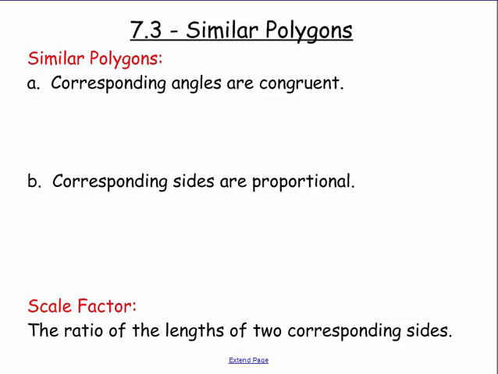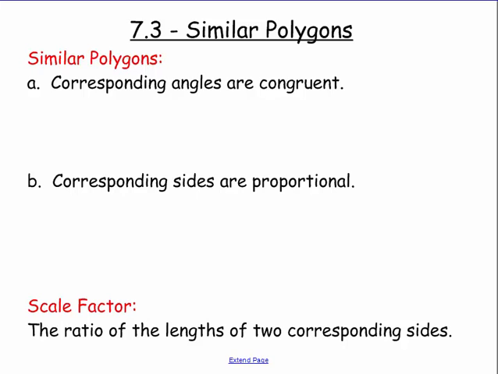Today we're going to be talking about similar polygons. When we have similar polygons, and we're going to be dealing a lot with similar triangles, there's two properties. Corresponding angles are congruent, and corresponding sides are proportional.